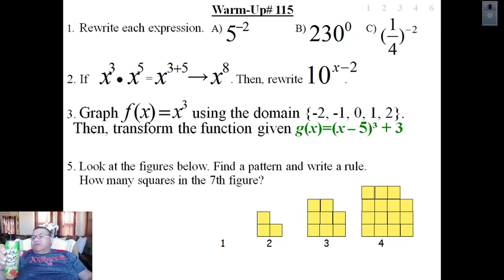Once again, if you have questions, just type them in and I'll try to answer them as we go along. Also, if you want to get started, make sure you copy the warm-up 115 and get a Cornell note ready. And what else? I think that's it.